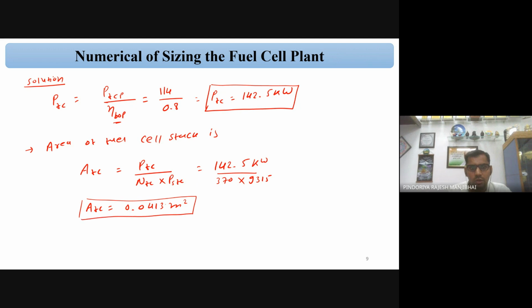So this is the area of the single fuel cell, 0.0413 meter square. Okay, so this is the area for the fuel cell stack. There is a 0.0413 meter square. Now we have to find out the volume.